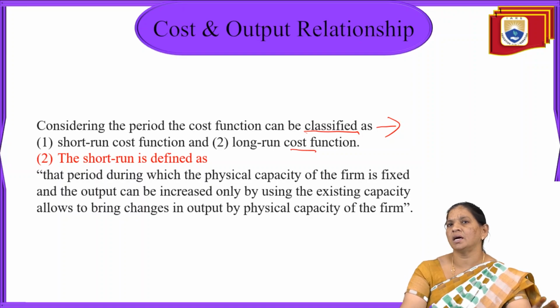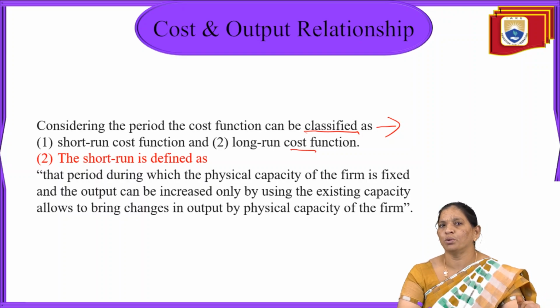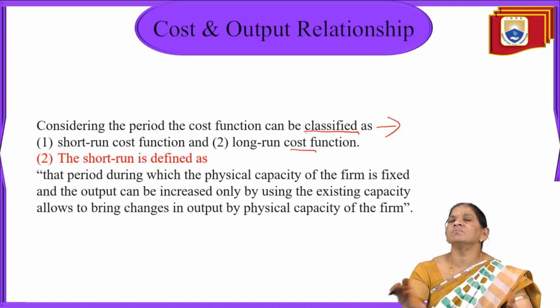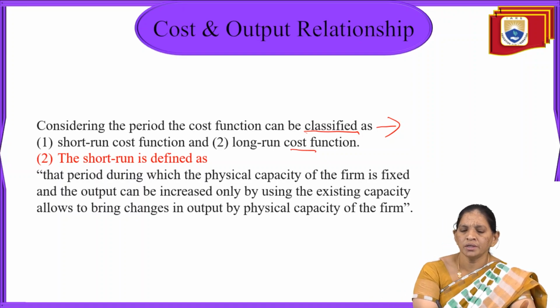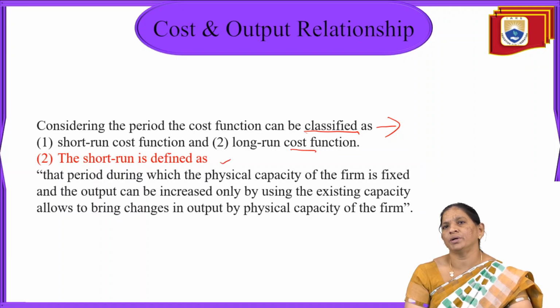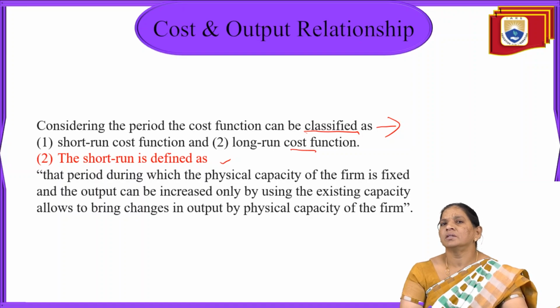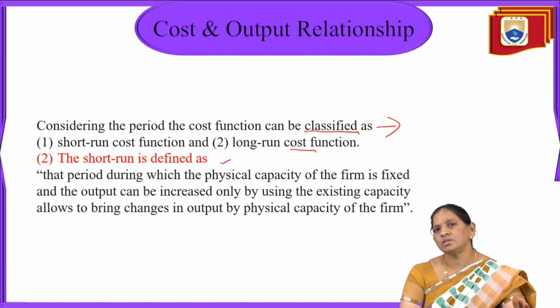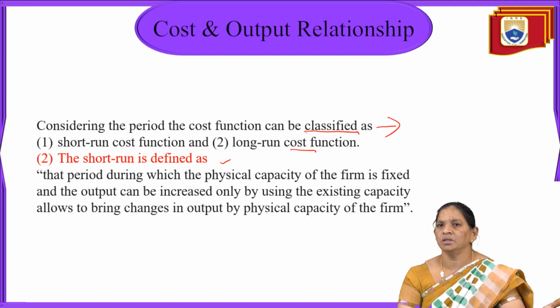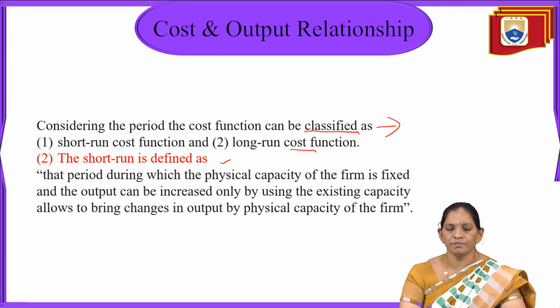We have already seen this in the last videos. The same way comes under cost. So cost also has a short run cost function and a long run cost function. Short run cost function means the period will be very short compared to the long run cost function. In the short run, only one or two factors could be variable. All factors cannot be variable.